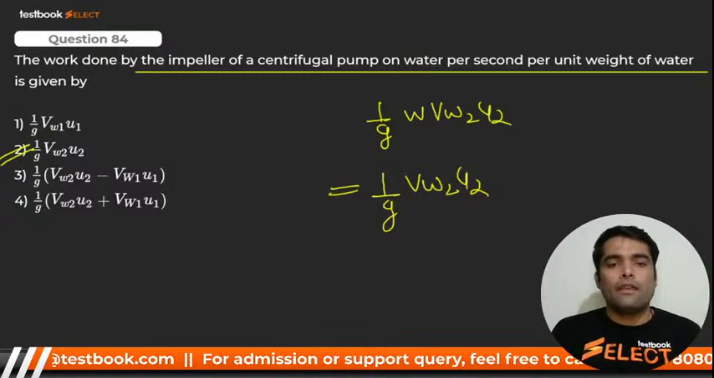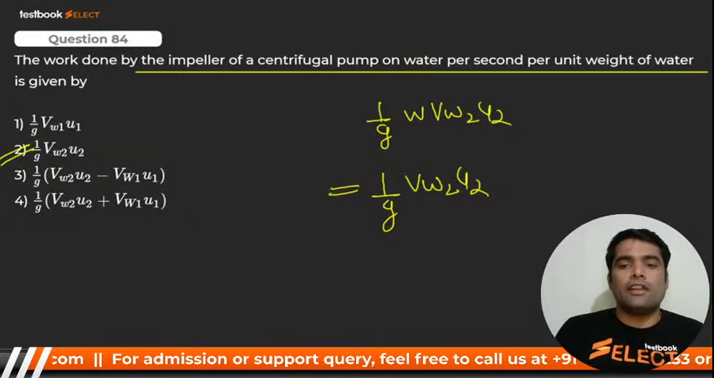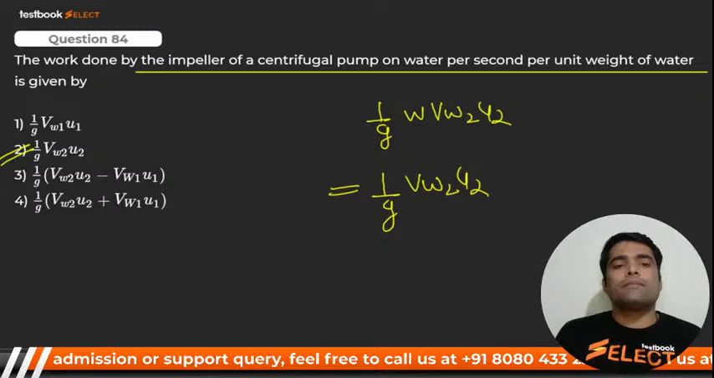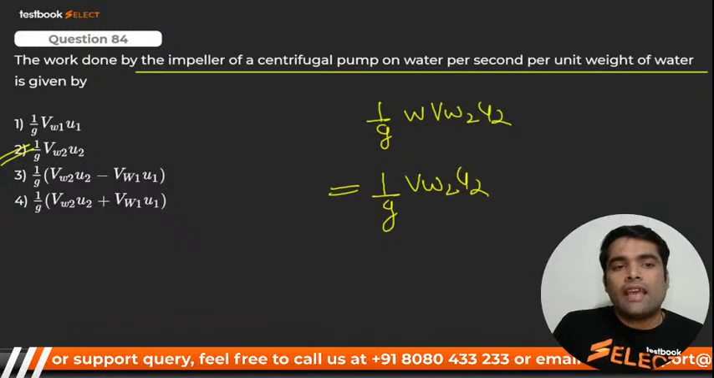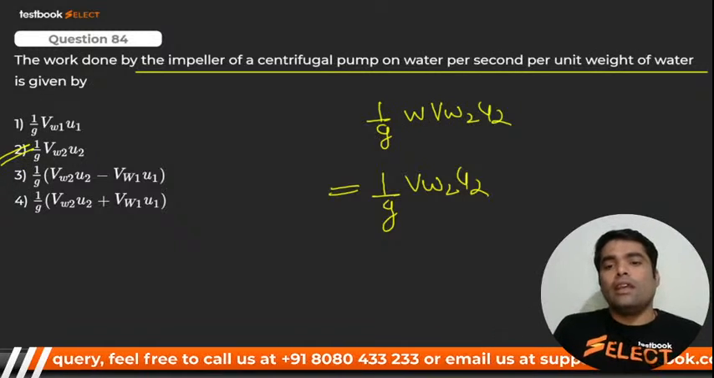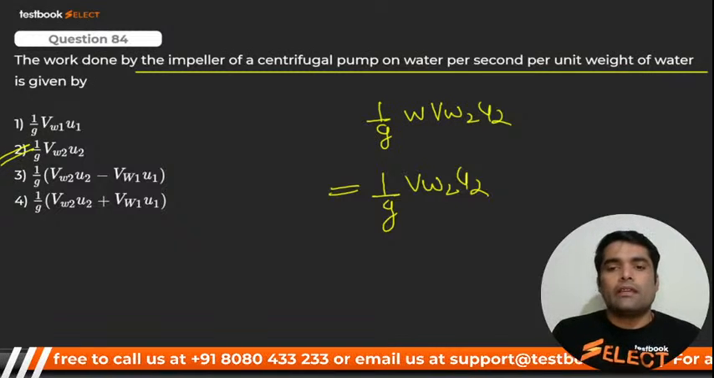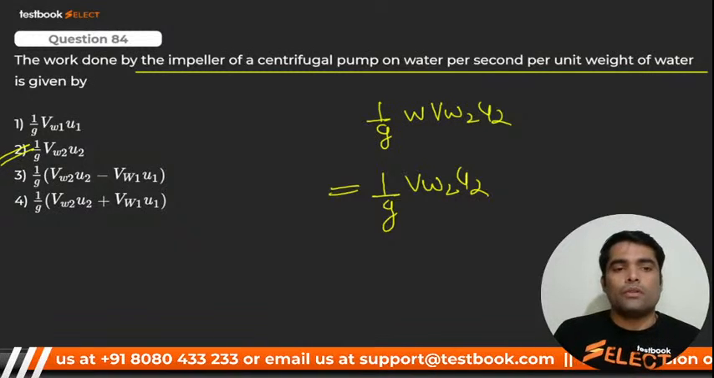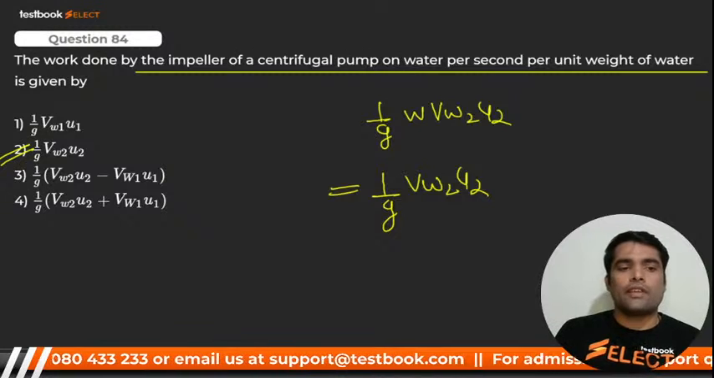Question 84, be fast, my dear. What was asked? The work done by the impeller only. Impeller only. Okay, number 2. Very good. Here we go for the next, my dear.